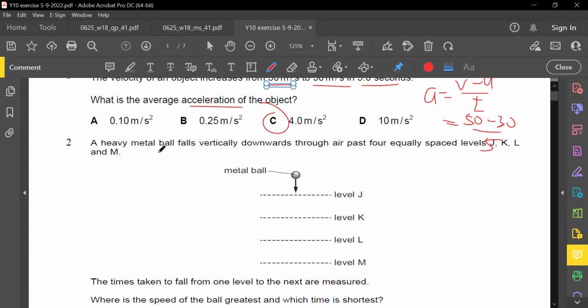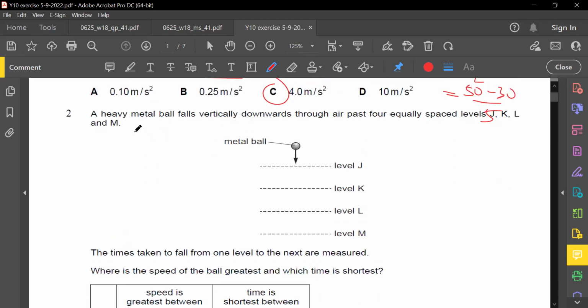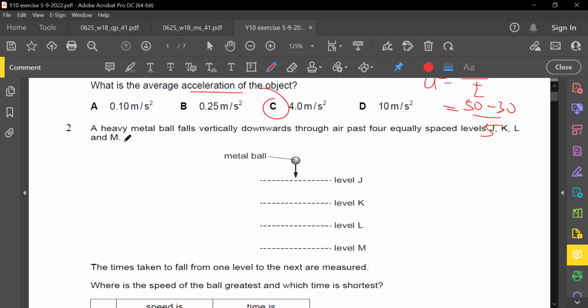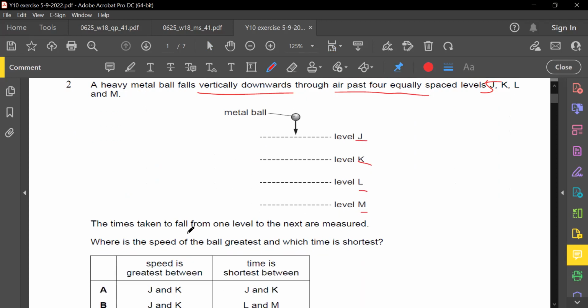Congratulations, you got your first free mark. Then after that, the next question here, they say that a heavy metal ball falls vertically downwards through air past 4 equally spaced levels, J, K, L, and M, right? The time taken to fall from one level to the next is measured. Okay, so there's time taken to measure here. Where is the speed of the ball greatest and which time is the shortest here?